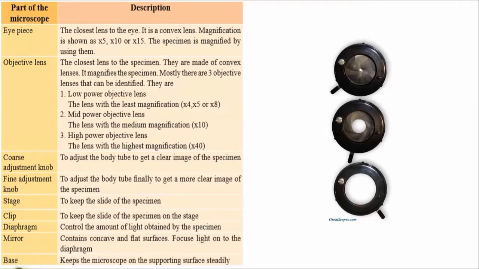All right. So if you have a microscope at home or even at your school laboratories, then you can observe a diaphragm. But just know that it is below the stage. All right. So it controls the light which reaches the specimen. Okay. So let's move on.